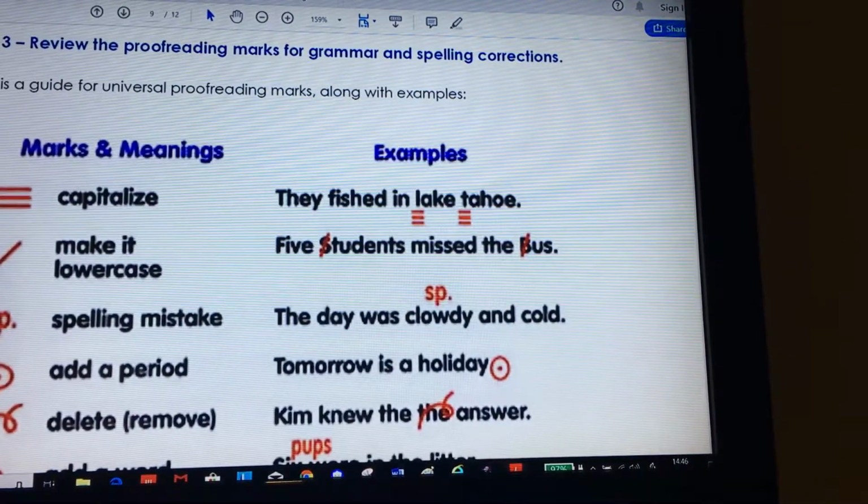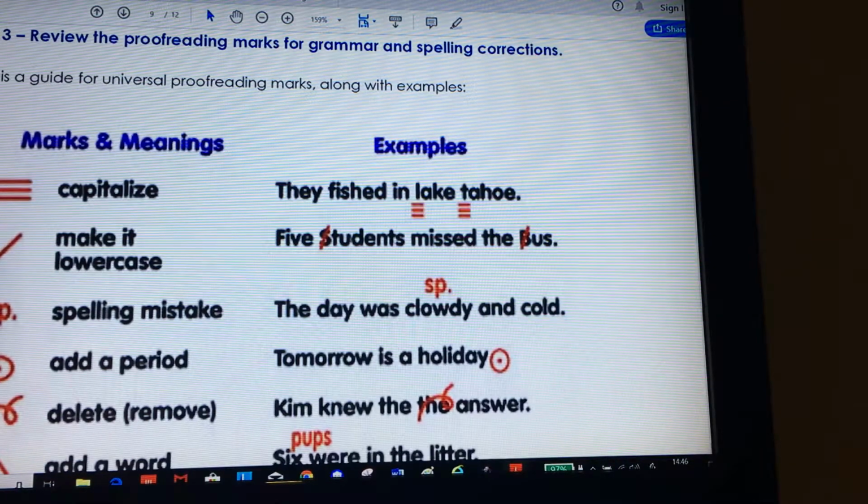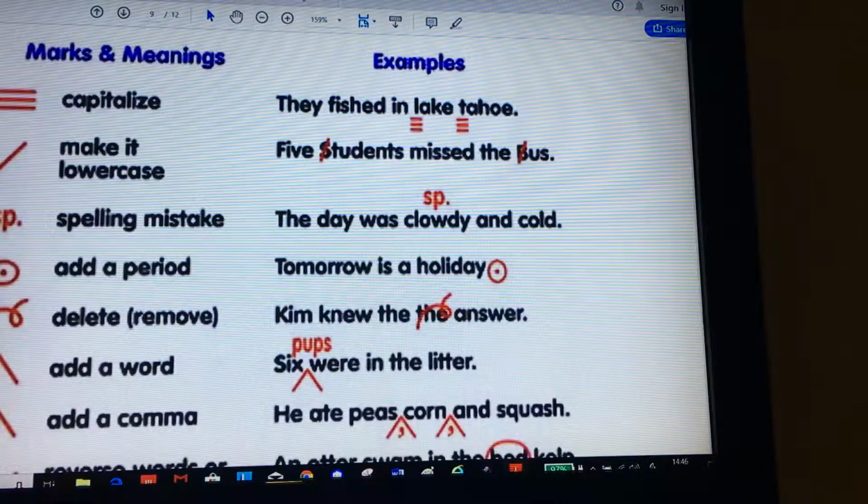As you're looking over your papers, you'll see the proofreading marks. I've used these universal proofreading marks so that anytime in the future, if you're ever doing a writing assignment where you have somebody going back and proofreading, you'll recognize these universal markings. So take a look at these, and I've given examples of what it looks like when we are using these kinds of proofreading marks.